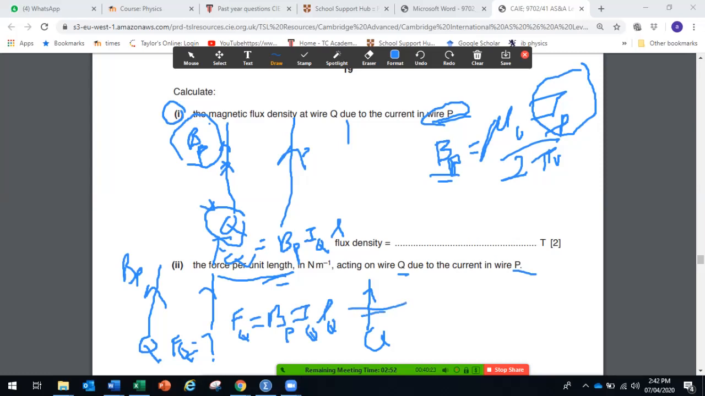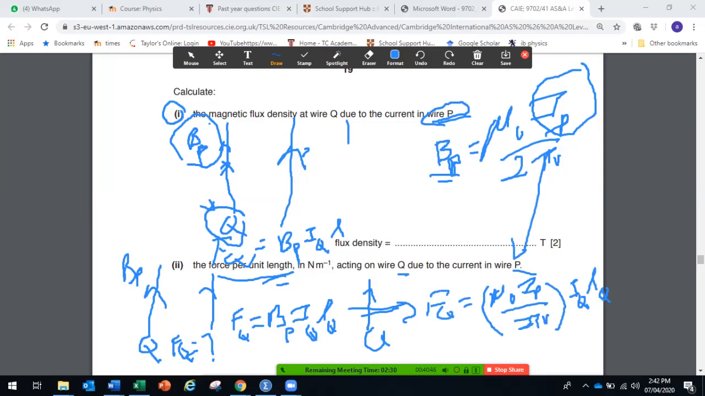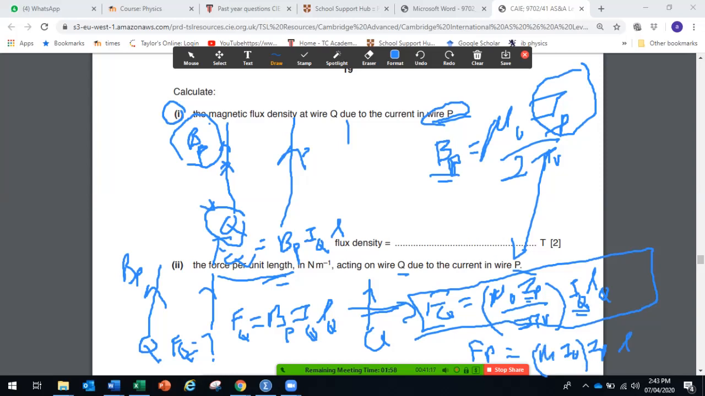If I expand this further, the force on Q equals the magnetic field of P, mu naught I P over 2 pi r, times I of Q and L of Q. This is the actual formula for the force on Q. You have both I P and I Q. If you find the force on P caused by Q, the inside has I Q and the outside has I P. That answers the third question already: the force depends on the product of the currents.